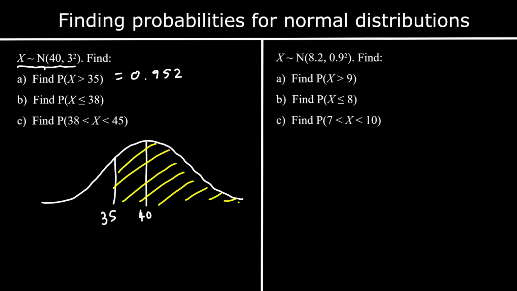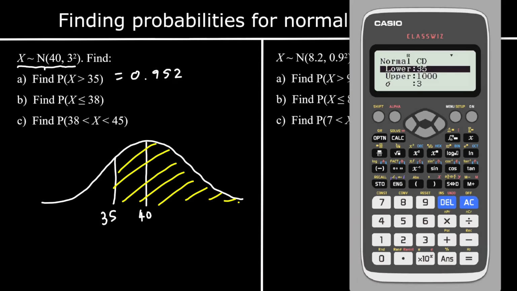Find the probability that x is less than or equal to 38. We could ignore the or equal. That's the same as x is just less than 38, because it's continuous data, less than or equal or less than is going to be the same. We are going to put in our lower as a really small number. I'm just going to put 0. I could use a negative number. The upper is 38. Our standard deviation is still 3. Our mean is still 40. And we get 0.252.